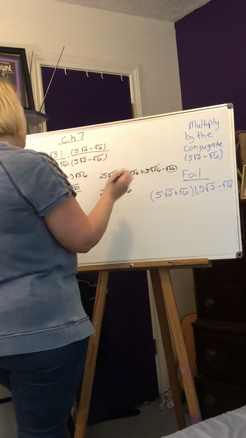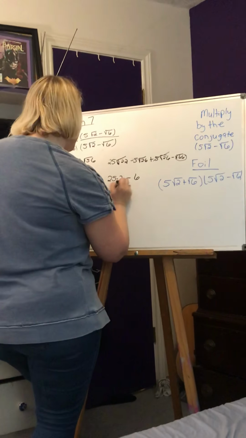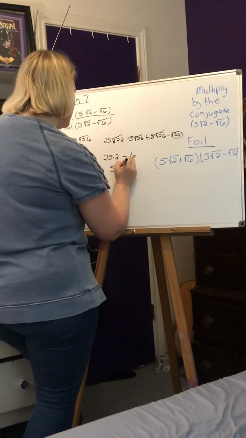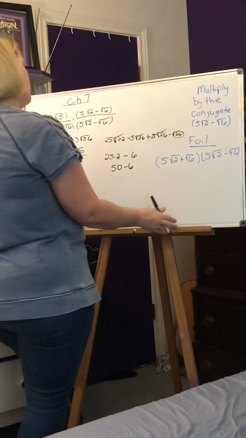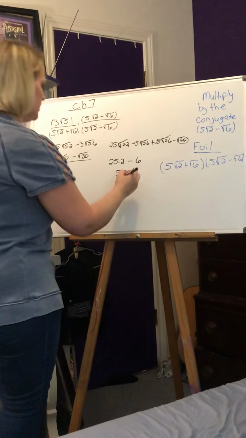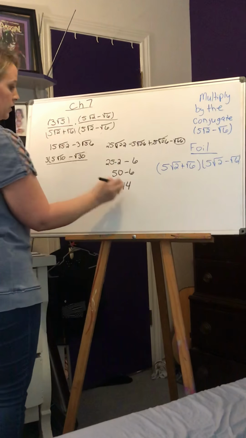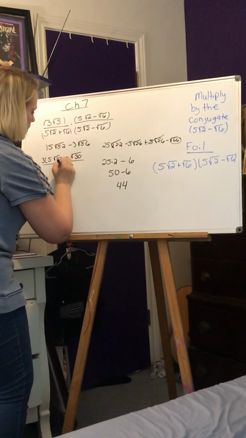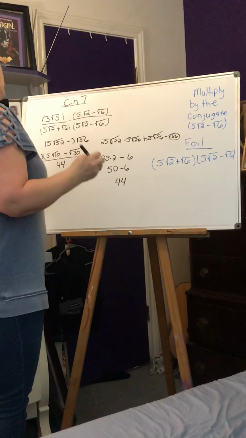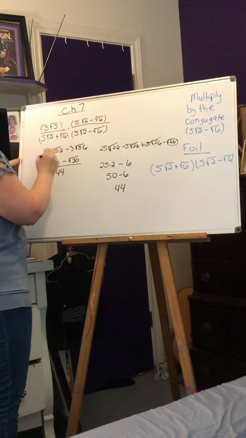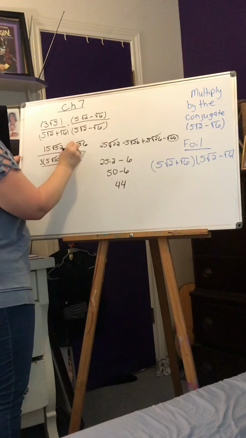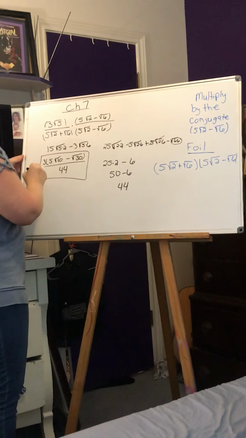Okay, 25 times 2 is 50, and then we have minus 6. Well, 50 minus 6 is 44. And so 44 will be on our denominator, and this will be our end result.